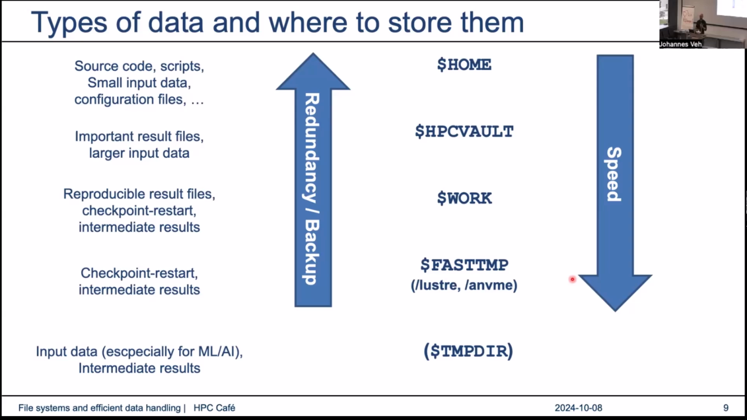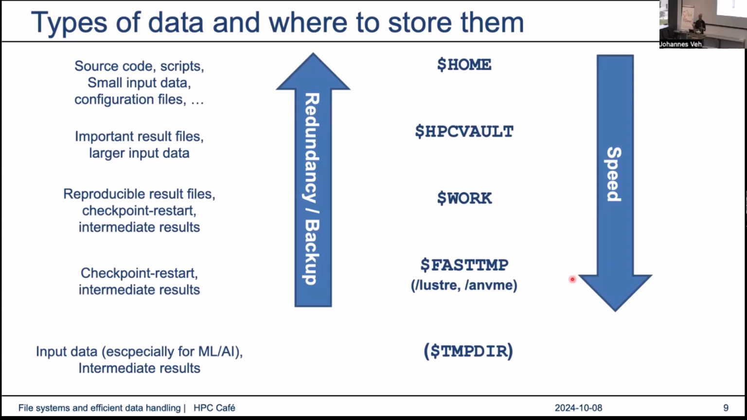Then we have fast temp, so Lustre and NVMe. So this is kind of less secure because we have some kind of deletion mechanism, so data will not be retained until your project ends or your account ends. So you should have something like checkpoints or just a data set downloaded from the internet. If you're running machine learning code, for example, you often use some kind of open source data, and this could be located there because you can just download it again if something happens.